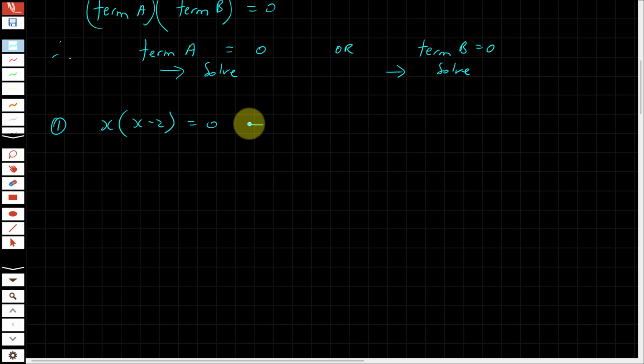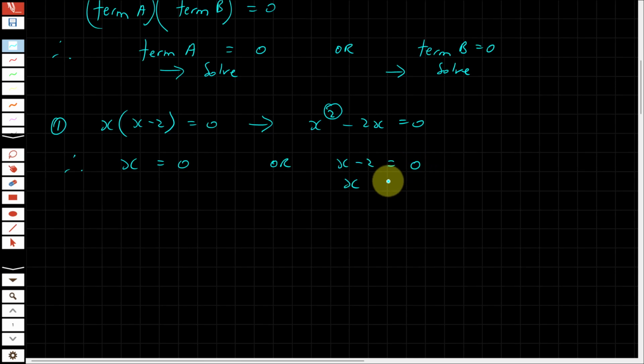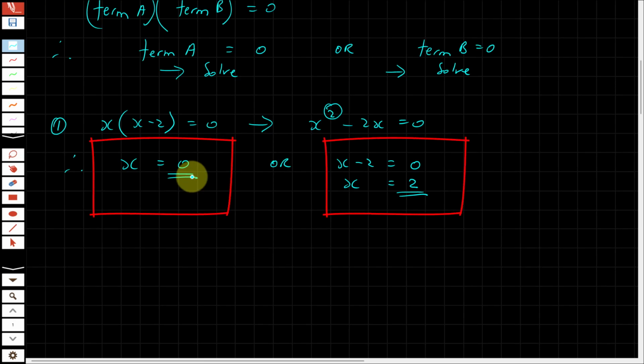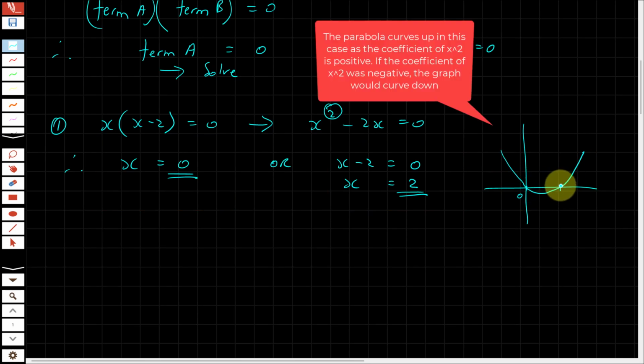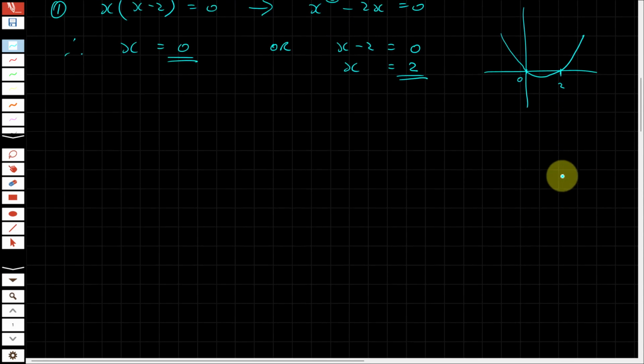So here is the first problem we're going to tackle. It's already factorised for us. Here I'm just showing that it is a quadratic equation. When we expand it out we have the highest power of 2. So the first step is breaking the factors up and equating them both to zero, then solving each one separately. In this case we have two solutions, x equals 0 or x equals 2. If we draw the parabola, we can see where it crosses the x-axis at 0 and 2.